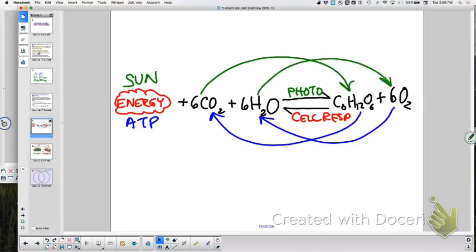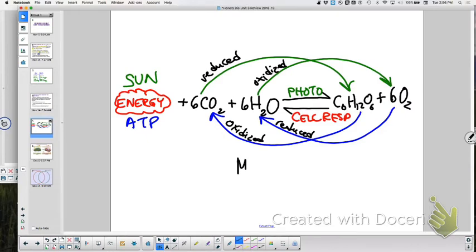Oh my gosh, I did the most amazing flowchart. Okay, CO2 gets what into glucose? What happens to CO2? Reduced. And the water gets oxidized. Okay, and in cellular respiration, the glucose gets what? Oxidized. I said oxidized. And then the oxygen gets reduced. Okay, this occurs in the mitochondria.